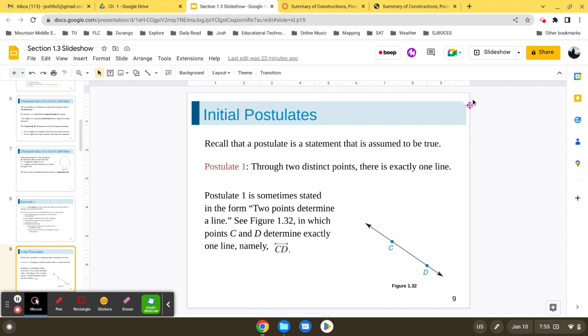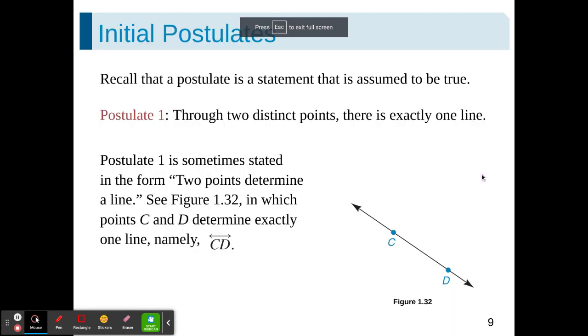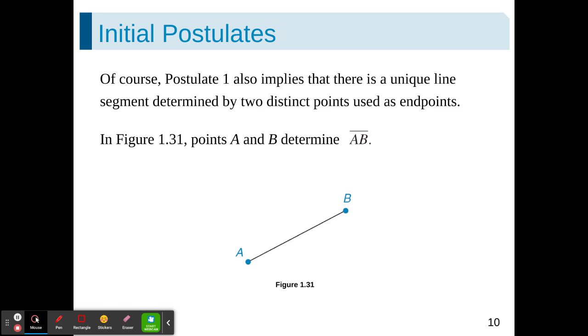So the initial postulates that we're going to take a look at when we jump in: recall that a postulate is a statement that is assumed to be true. So this has already been proved, so we can just use it. Through just 2 distinct points, there's exactly 1 line. This would be a situation where we might use this in a problem where we need to define that a certain line passes through 2 points, and so we can move forward with that. We'll see that, like I said, as we move further into the course.